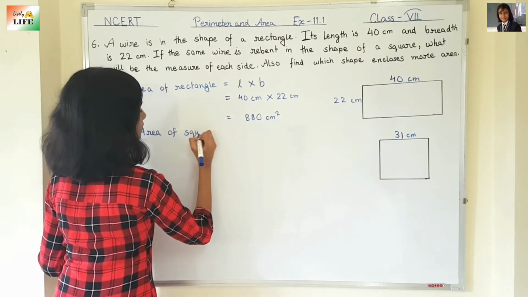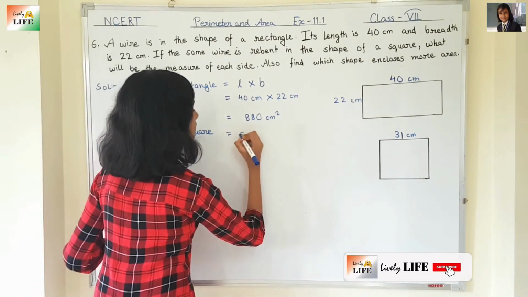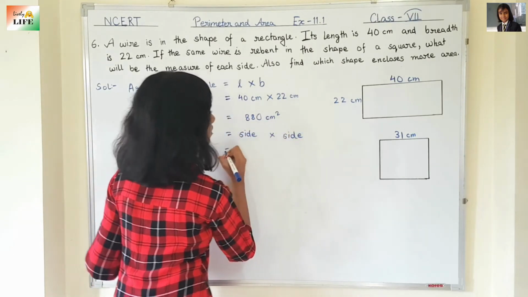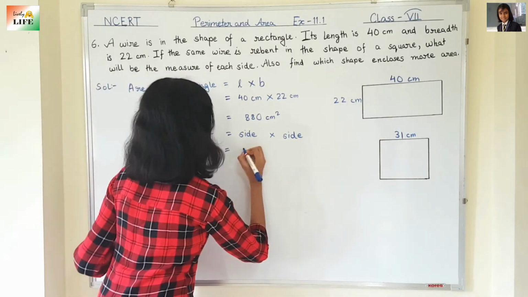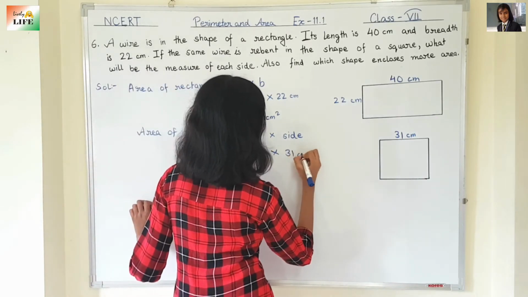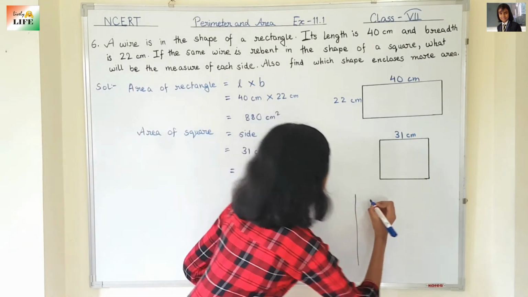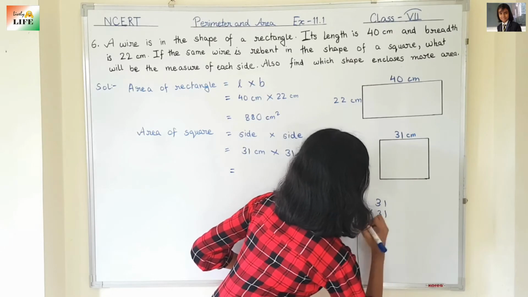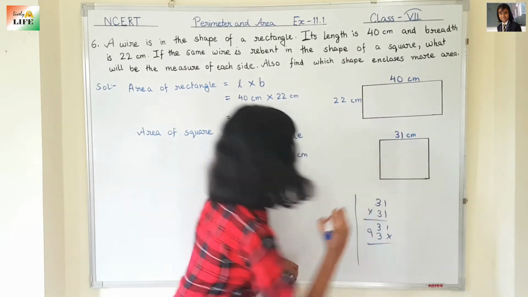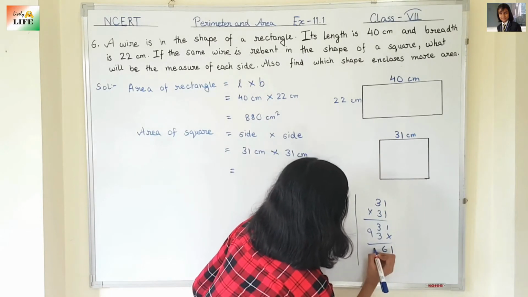Area of square. What is the formula of area of square? It is side into side. Side square or side into side. So all the sides are same, 31 centimeter multiplied by 31 centimeter, right? So what is 31 into 31? 1, 3 1s are 3, 3 1s are 3 and 3 3s are 9, right? 1, 3 plus 3 is 6 and 9.